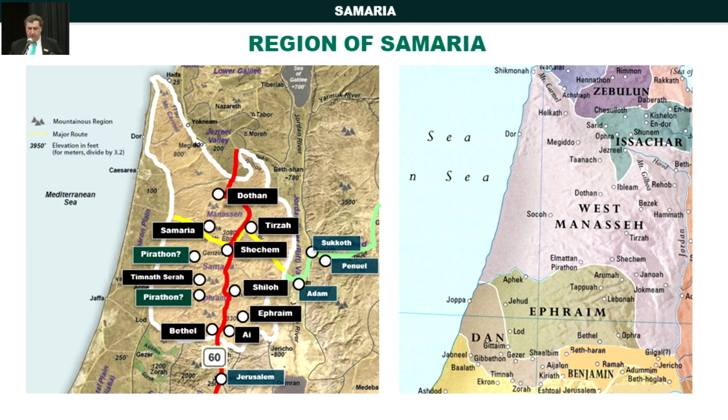Now, going further north was the town of Dothan, which is where Joseph was sold into slavery. And west of Shechem and Shiloh are two possible candidates for Pirathon, which is mentioned in the book of Judges.